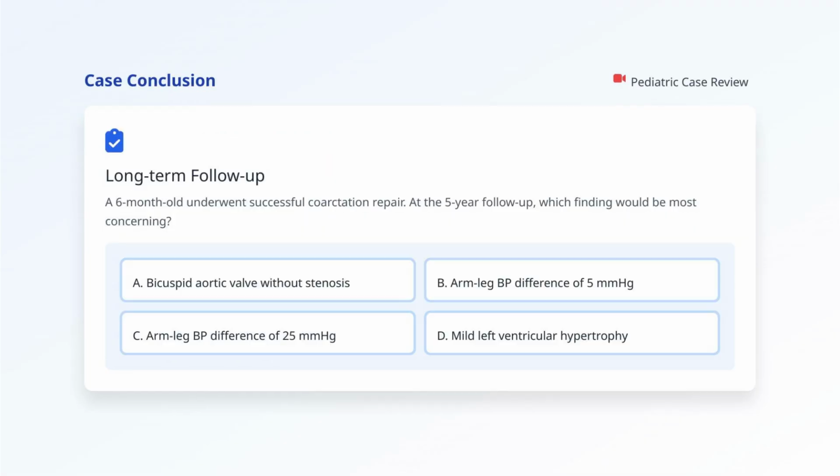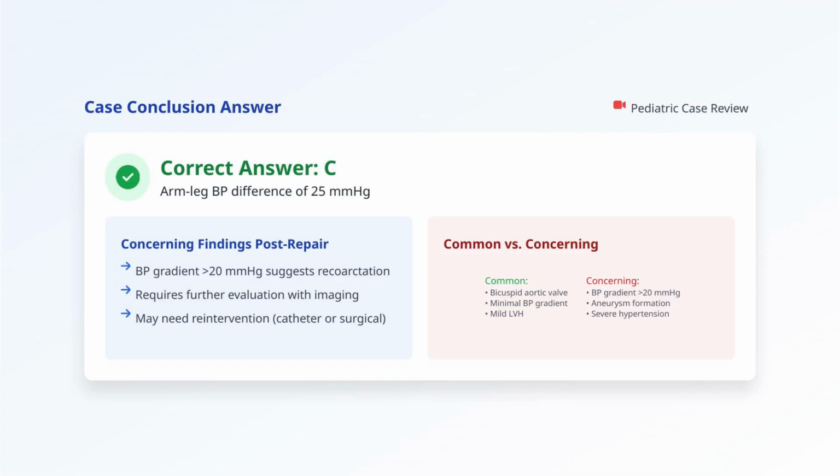A 6-month-old underwent successful coarctation repair. At the 5-year follow-up, which finding would be most concerning? A. Bicuspid aortic valve without stenosis. B. Arm-leg blood pressure difference of 5 mm of mercury. C. Arm-leg blood pressure difference of 25 mm of mercury. D. Mild left ventricular hypertrophy. The correct answer is C.